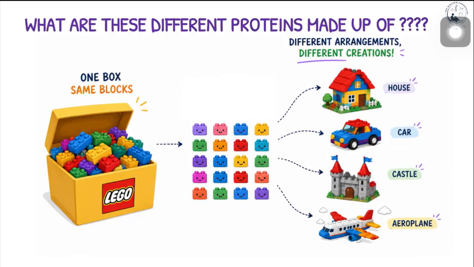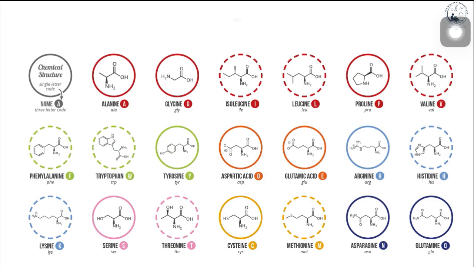To understand that, we need to look at a Lego box. This Lego box has multiple colored pieces. These pieces in different quantities and permutation combinations can create a house or a car or a castle. Similarly, in our body, we have 20 different types of amino acids. We'll be looking into detail of each of these amino acids in future classes. These amino acids in permutation and combination will form the proteins.